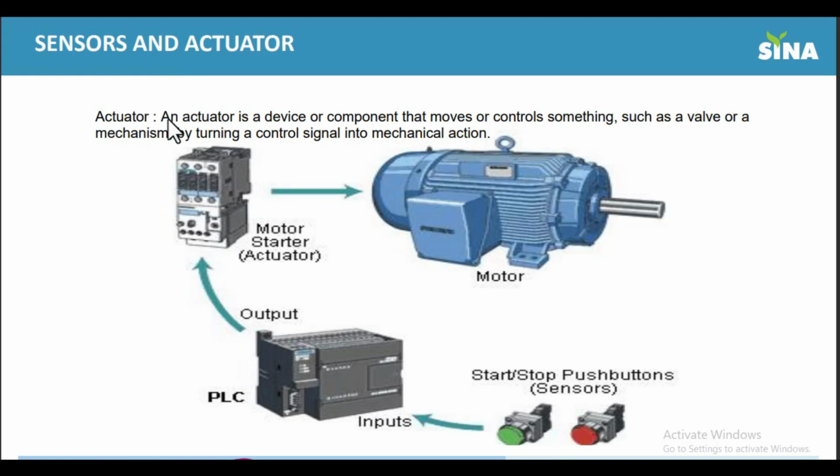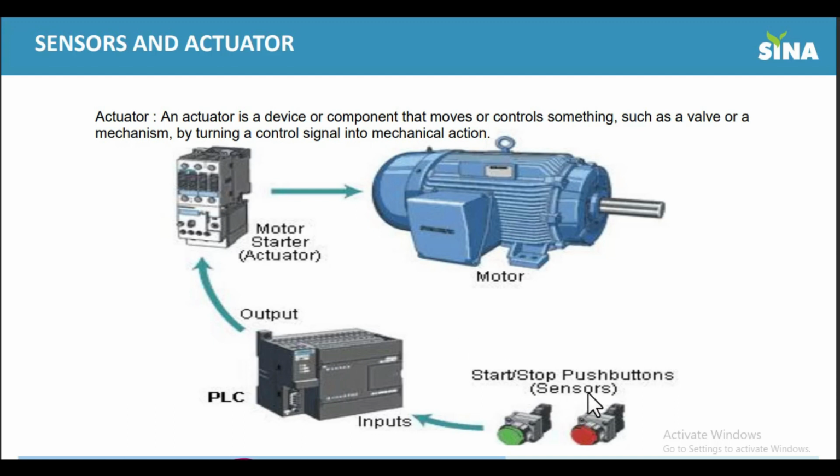And an actuator is a device or a component that moves or controls something, such as a valve or a mechanism, by turning a control signal into mechanical action. An actuator converts any form of energy into mechanical energy, a mechanical motion. For example, it may be a motor starter, a motor, a valve, and things like this. An actuator actuates, it moves, it turns something, it sets something into motion.